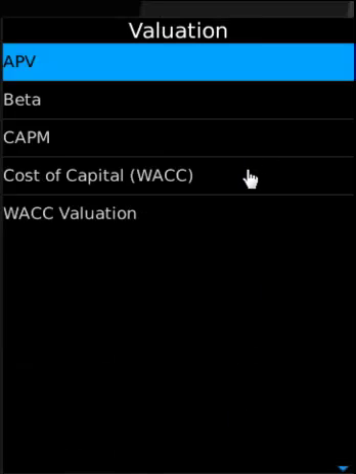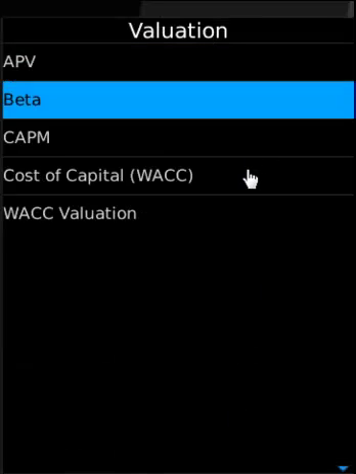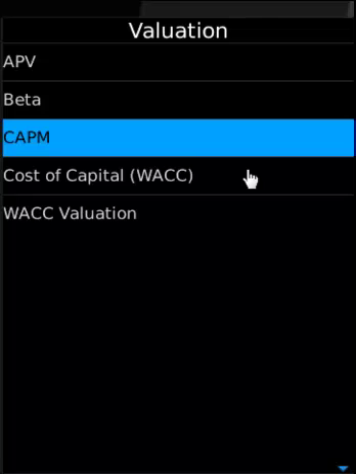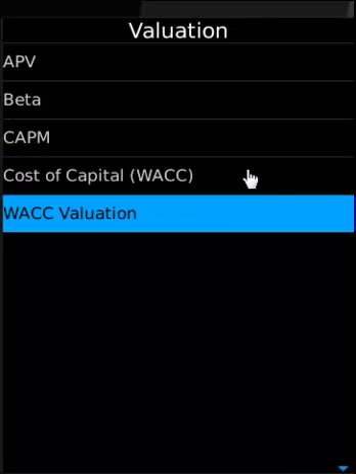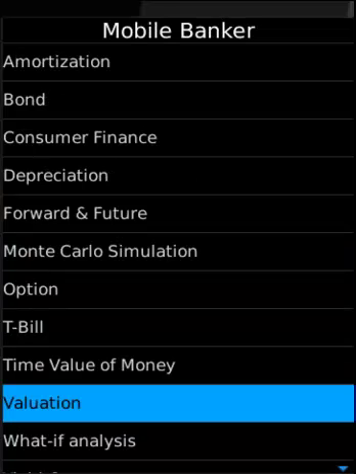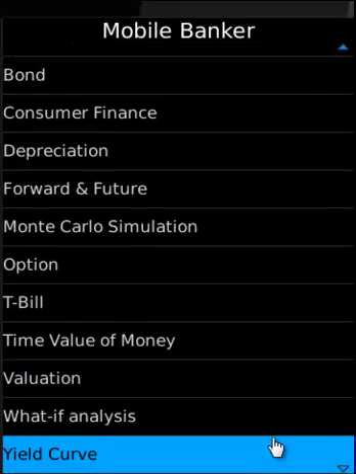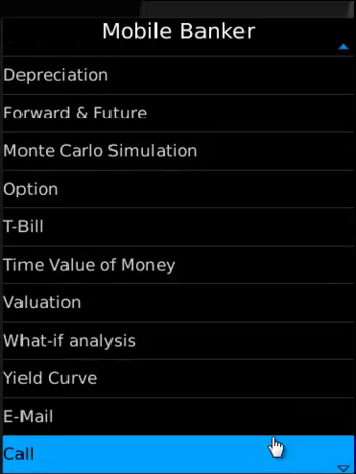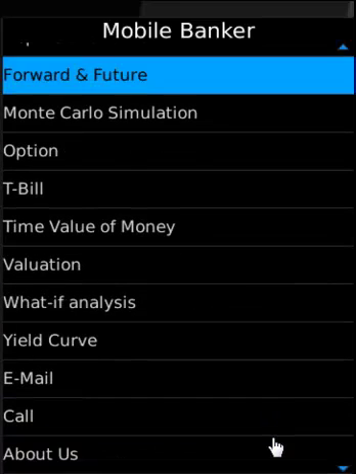Valuation we cover adjusted present value, APV, beta, capital asset pricing model, CAPM, cost of capital, WACC, weighted average cost of capital, valuation, what if analysis, yield curve. You can email us, you can call us, and find out more about us.